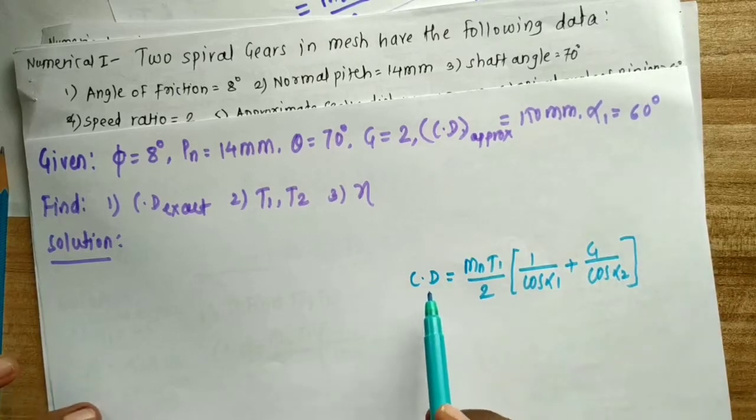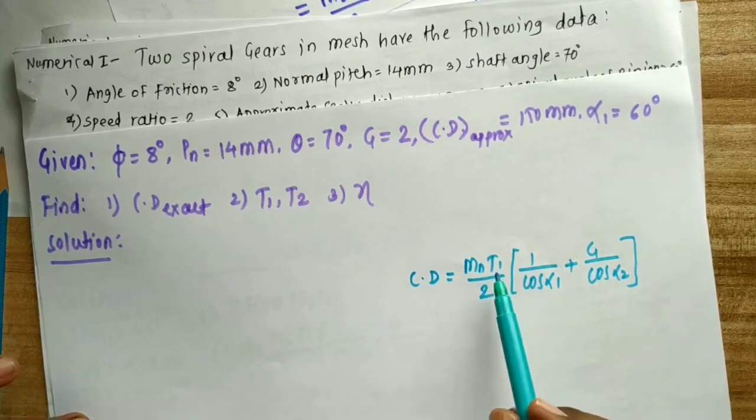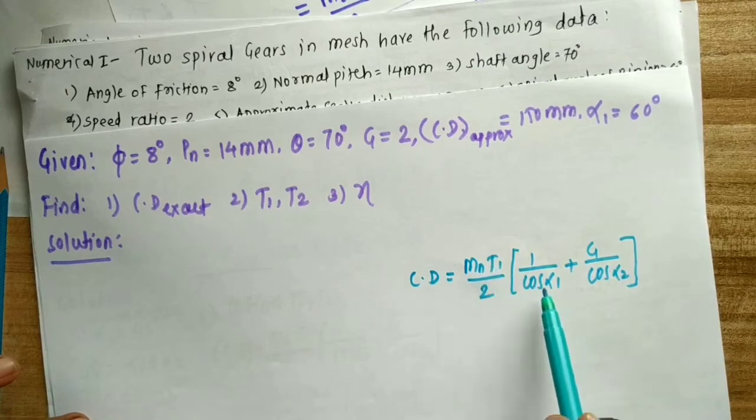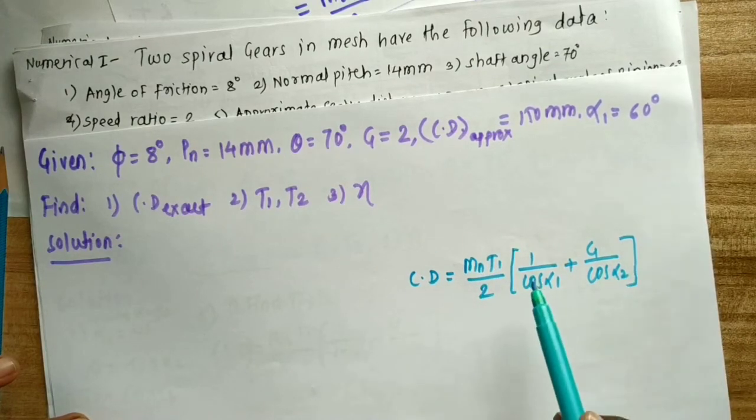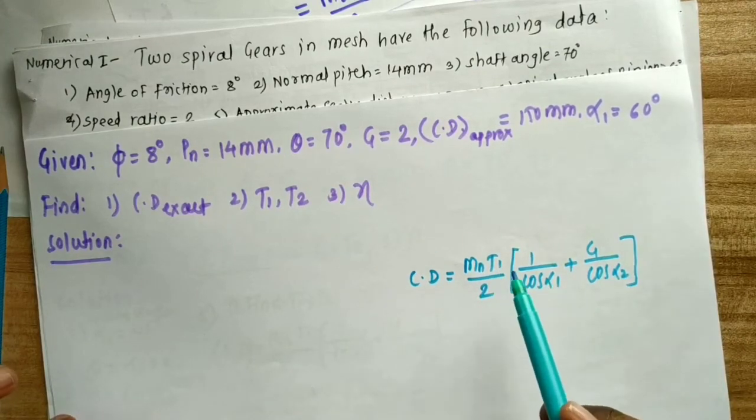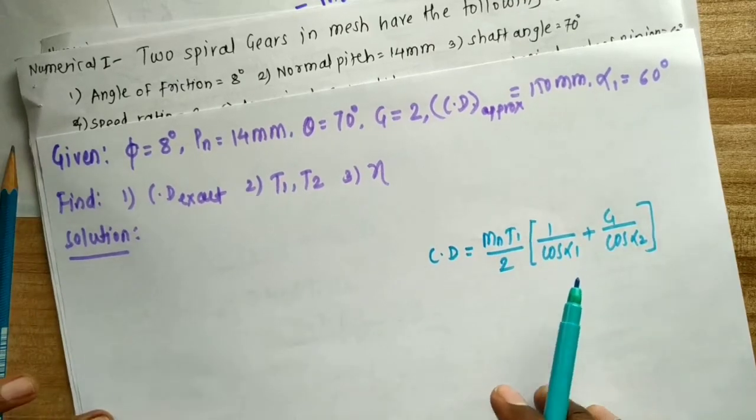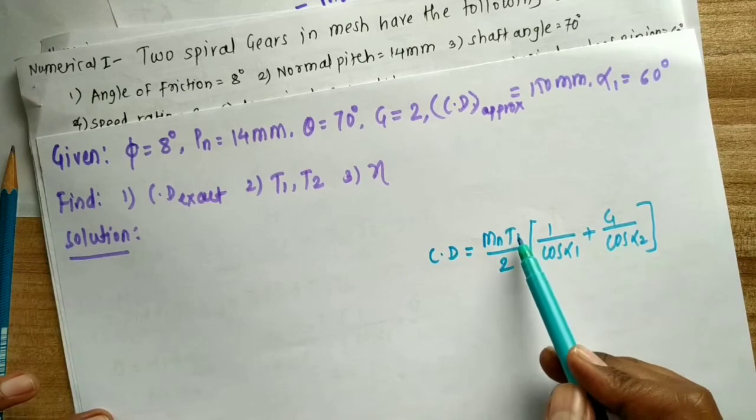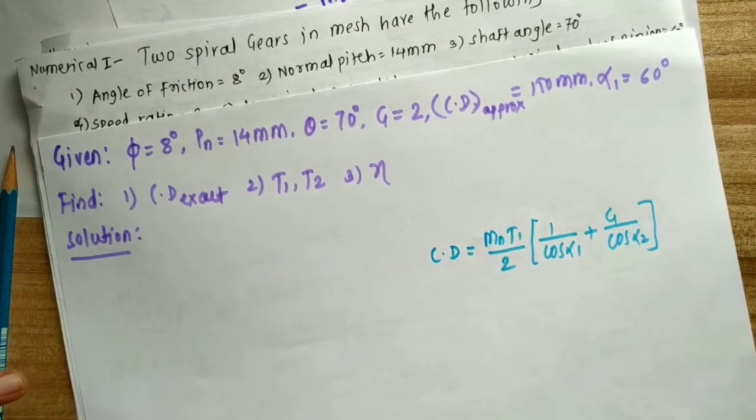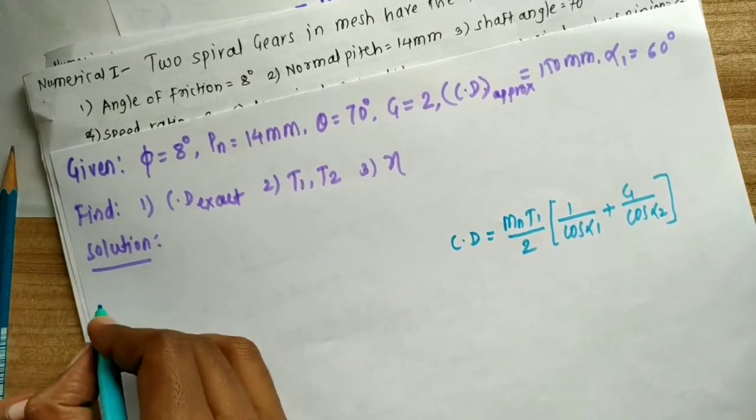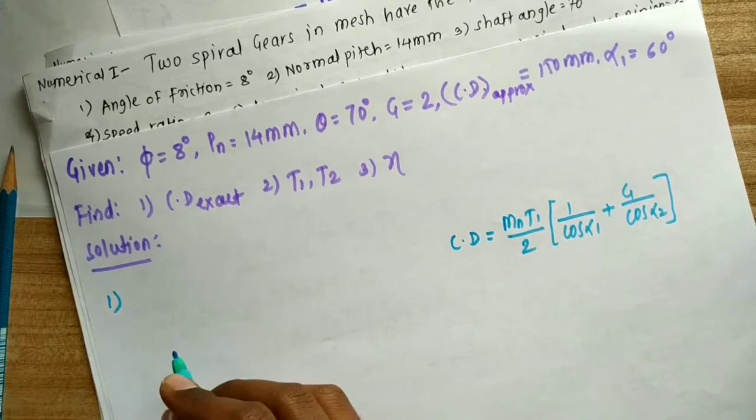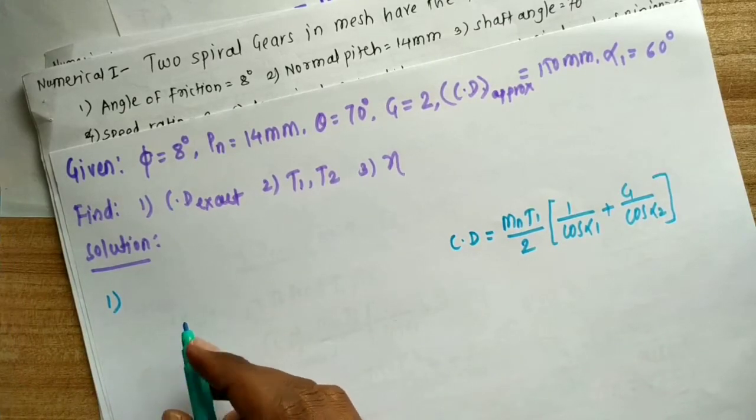Means if I want to find out the exact central distance, I need the value of normal module, teeth, alpha 1, alpha 2. So always find out spiral angles first in the numerical of spiral gears. So what we require are alpha 1, alpha 2, teeth and Mn. I'll find them one by one. So first, to find central distance, I'll try to find out the value of spiral angles. How to find spiral angles?